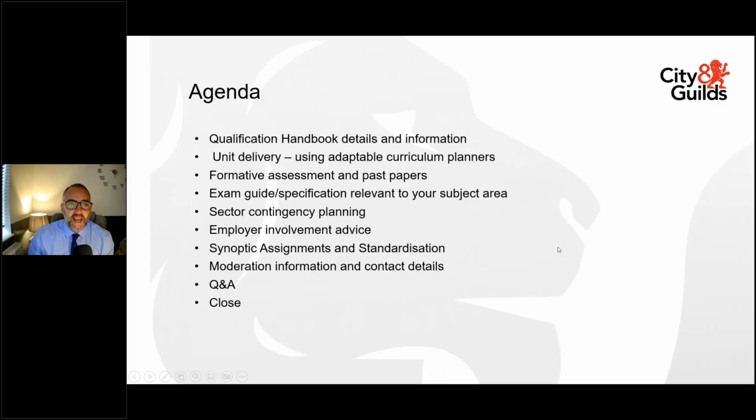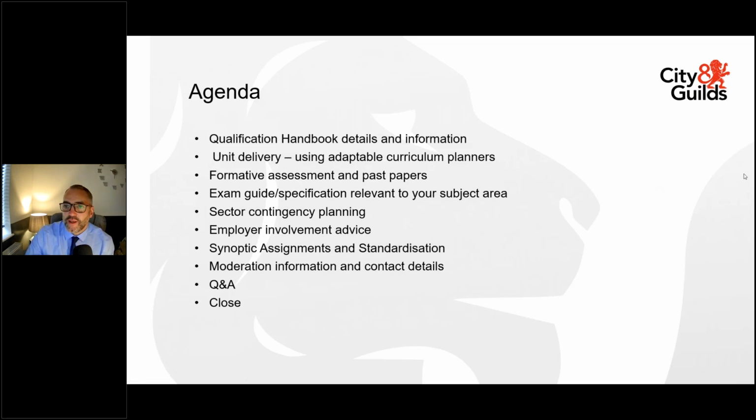So our agenda for today: we'll look at the handbook and the details within that, unit delivery using adaptable delivery planners, the formative assessment that you can use whilst running the program, an exam guide specification and where to find that, any contingency planning, employer involvement advice, synoptic assignments, standardization, moderation, lots of support and contact details coming towards the end, and then we'll open it up for questions.